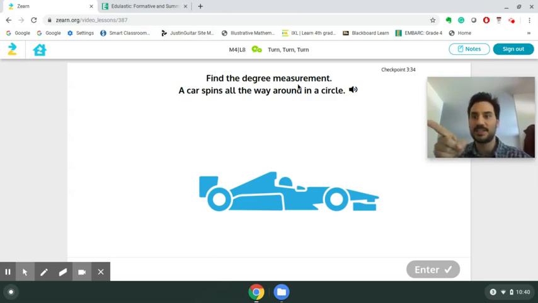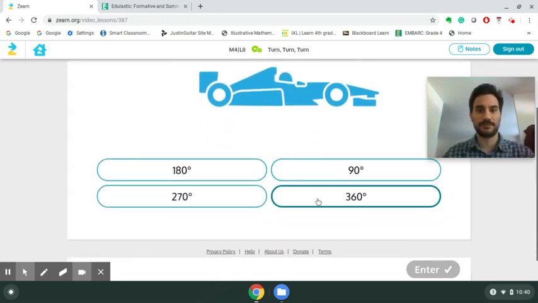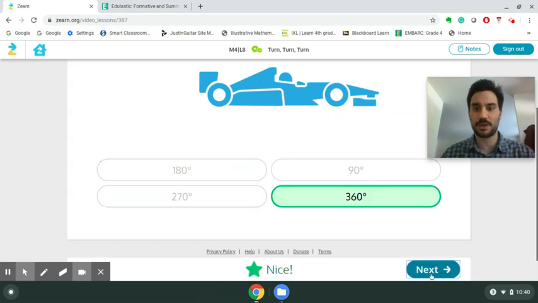All right, if I spin all the way around the circular track, all the way around, that's 1 full turn. How many degrees is that? If you said 360 degrees, you are correct.